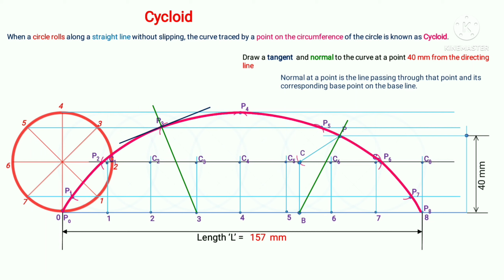Through the point P, if we draw another line which is perpendicular to the normal, we will get the tangent. So here we get the normal and the tangent, passing through the point P, which is on the cycloid and which is 40 mm from the directing line, and hence this is the final answer.